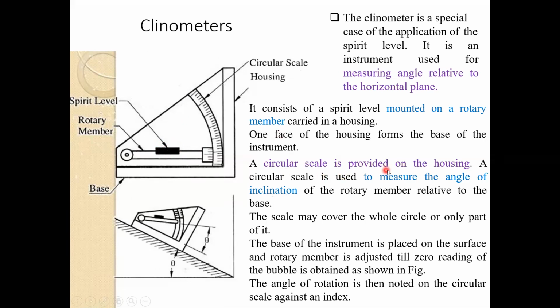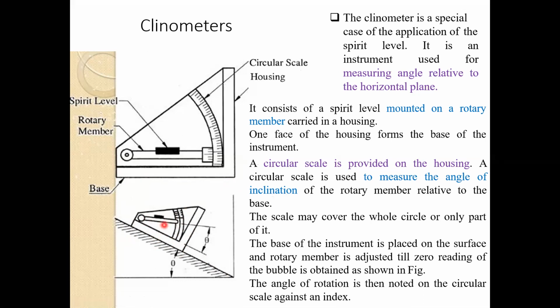A circular scale is provided on the housing. These are the components. The circular scale is used to measure the angle of inclination of the rotary member relative to the base. The base is to be placed on the work part to be tested. Suppose you want to measure the angle of this incline. The clinometer is placed on the inclined surface, and the rotating member is rotated until the zero position is obtained in the spirit level.